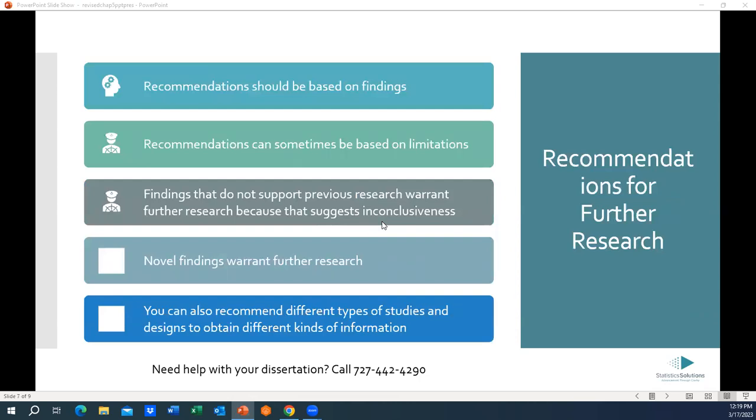Recommendations for further research. Another important piece, and you see this in articles that you probably read at the end, they all have recommendations for further research. You're going to do the same thing for your study. These again are not general recommendations. These are based on what you found and sometimes based on your limitations.